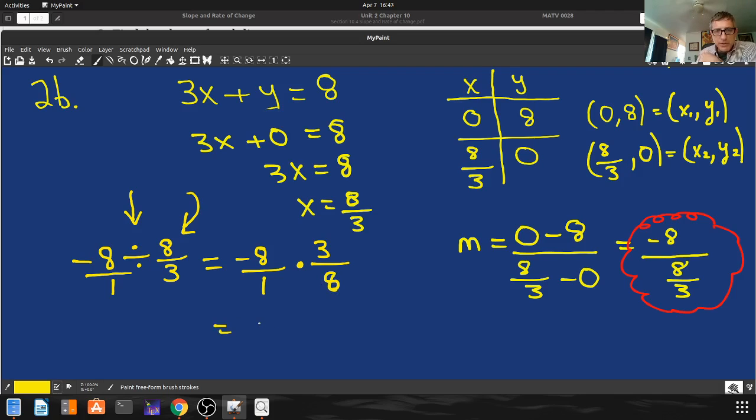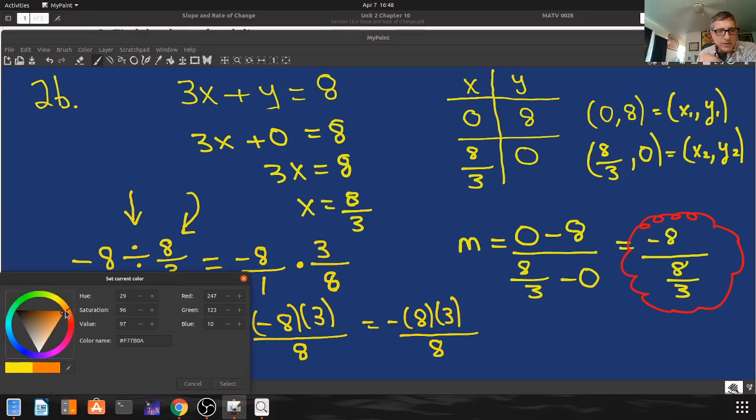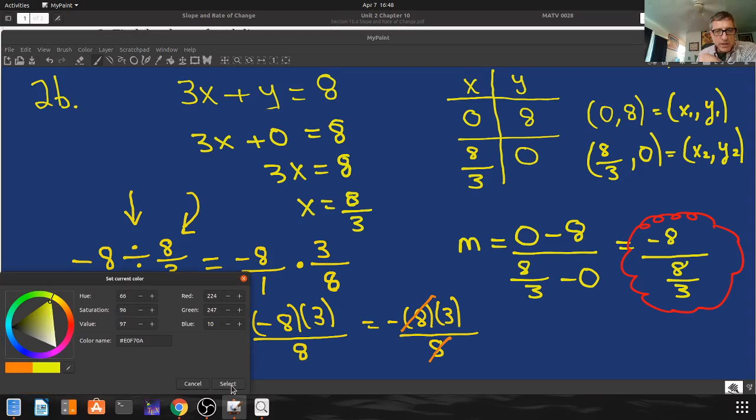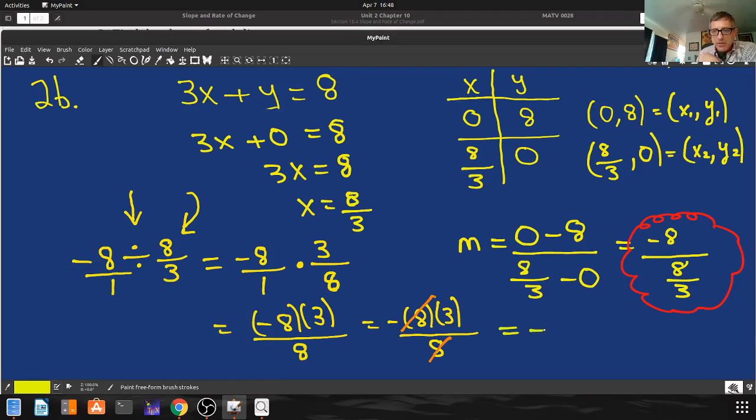So this is equal to minus 8 times 3 divided by 8, which is the same as minus 8 times 3 divided by 8. Now my factors of 8 are going to cancel. And I'm left with a value of my slope equal to minus 3. So that's one way to do it.